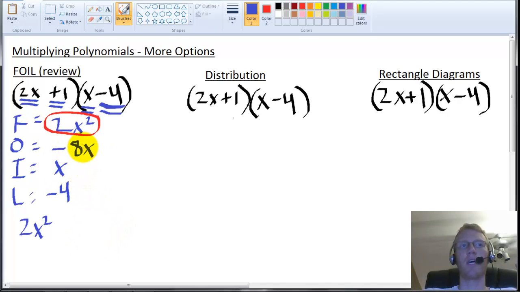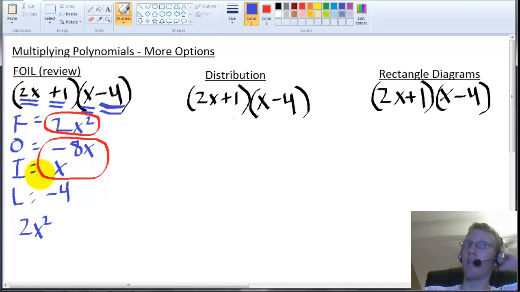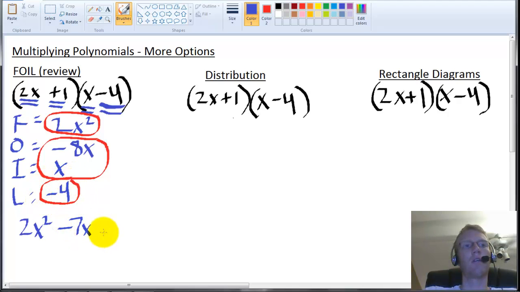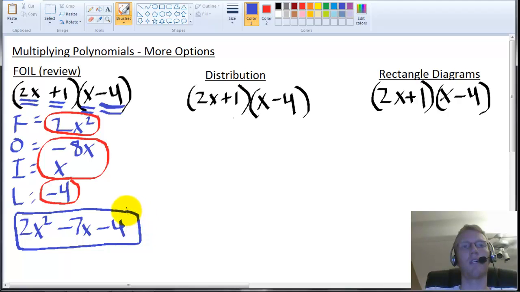When I look at my negative 8x though, and I see this 1x right here, I should see that these are like terms. They both have x to the first power, so I can combine them together. Negative 8x plus 1x is negative 7x. And then this negative 4 is all by itself. So that's my final answer, 2x squared minus 7x minus 4. I can't combine any of these because this has x squared, this has x, and this has no variables, so none of them are like terms.